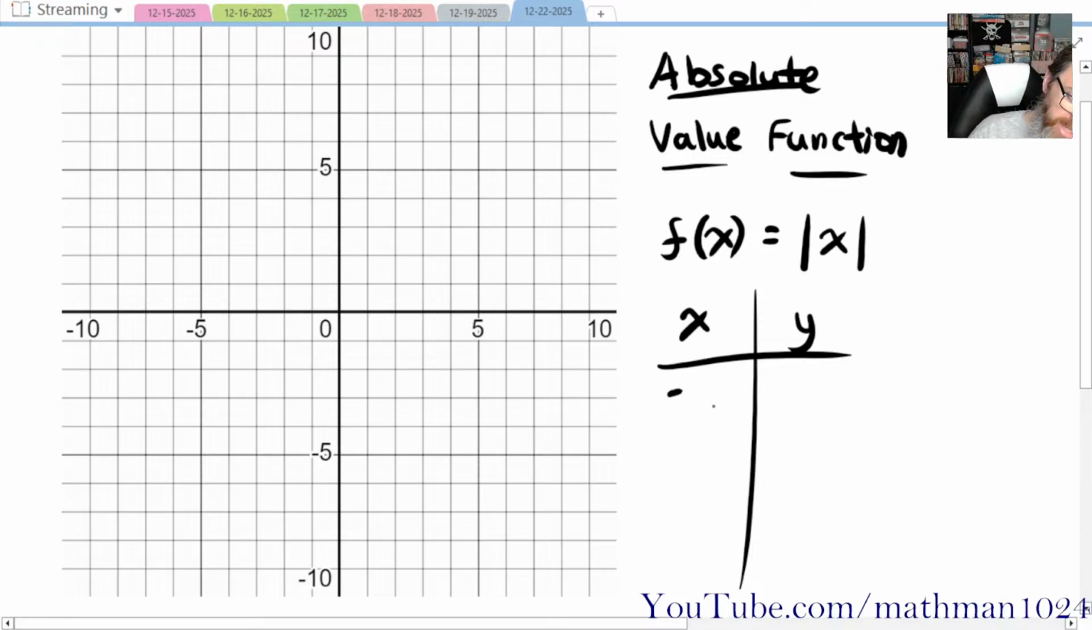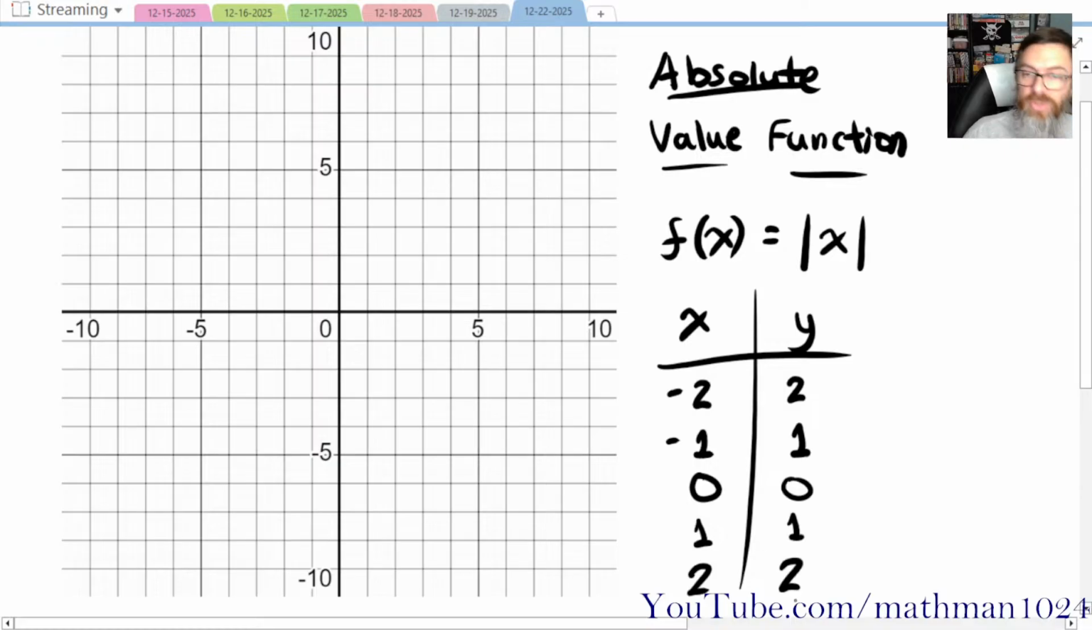If I plug in -2, the absolute value of -2 is +2. Absolute value of -1 is +1. Plug in 0, you get 0. Plug in 1, you get 1. You plug in 2, you get 2. So no matter what you plug in there, you're always going to get something that's non-negative.